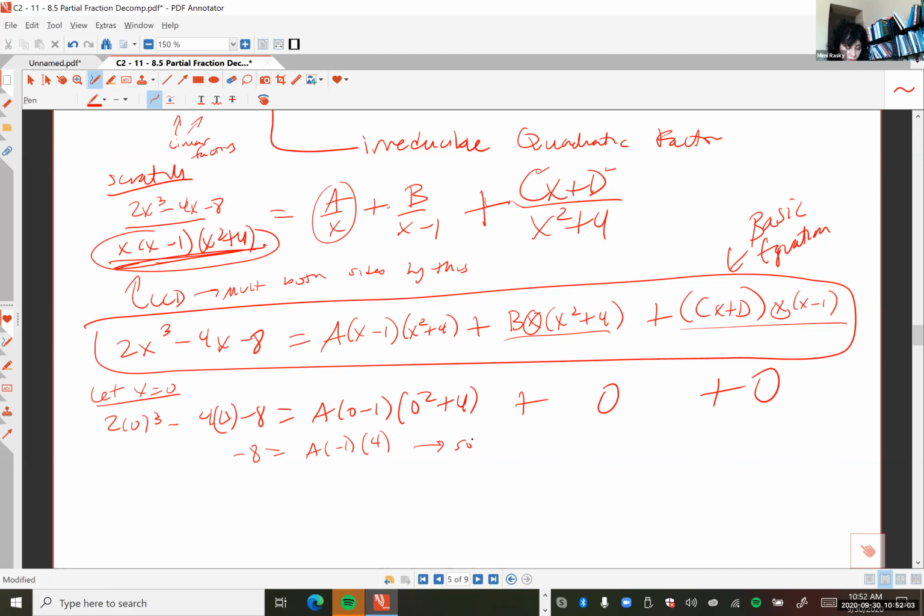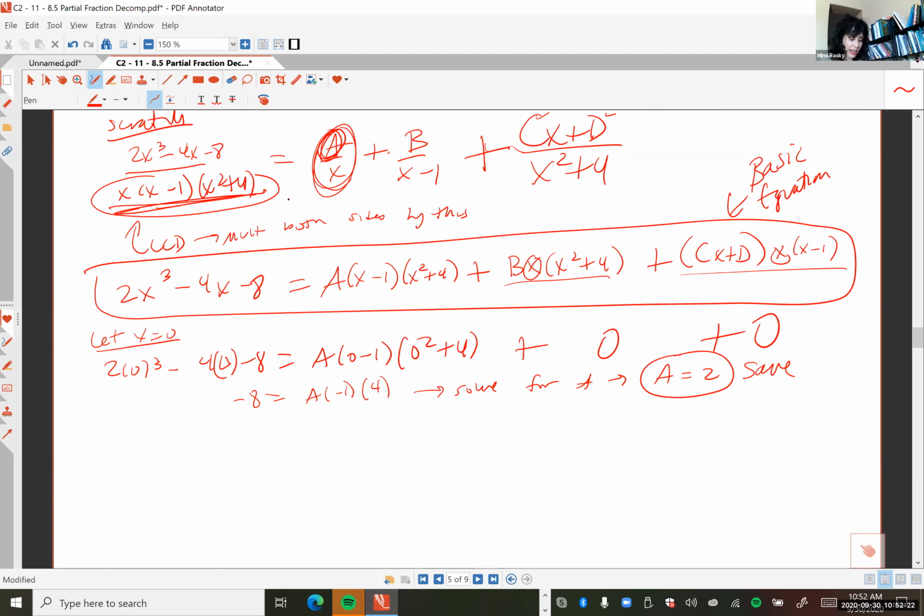And then when you solve for A, I get, after dividing both sides by -4, A equals +2. So I always put a circle on that and save it for later. Why? Because later on, he's going to be the numerator for my x denominator later. Okay. Now, is there another obvious value of x that we can substitute into this big old basic equation that will kill off a couple of terms? Anybody see it?